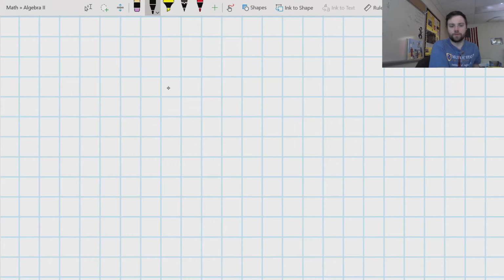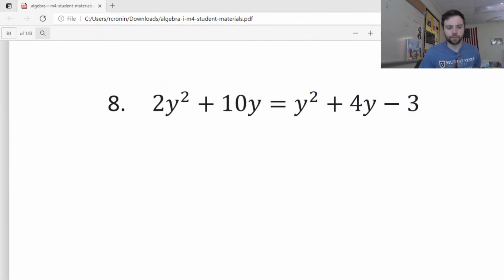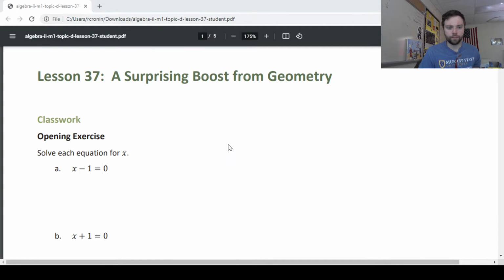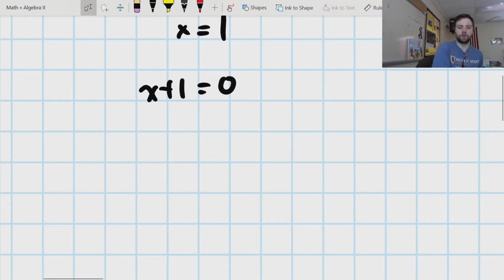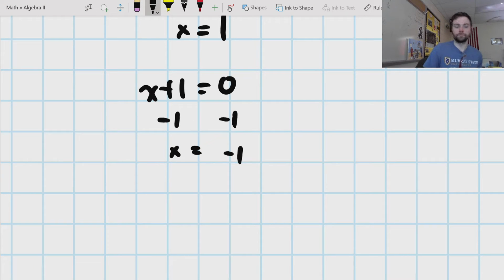So what you should be able to approach pretty easily: if I have x minus 1 is equal to 0, I can add 1 to both sides. So I get x equals 1. That's a pretty easy solution. The second question is x plus 1 equals 0, which is going to be really similar. I'm going to set it equal to 0 and then subtract 1 from both sides, and I get x equals negative 1.